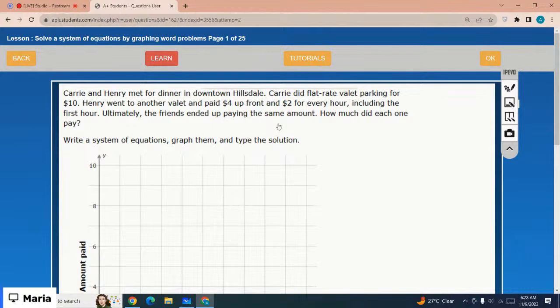Okay, so let's just start with the problem. The first one is Carrie and Henry met for a dinner in downtown Hillsdale. Carrie did flat rate valet parking for $10 and Henry went to another valet parking for $4 upfront and $2 for every hour, including the first hour. Ultimately, the friends ended up paying the same amount. How much did each one pay? You have to write down the equations first, right?